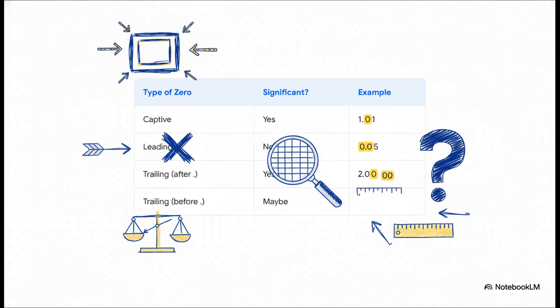First, you've got captive zeros, the ones that are sandwiched between other important digits, like in 1.01. Those always count. Then you have leading zeros, like in 0.05. They're never significant, they're really just there to show you where the decimal point is. Now, trailing zeros after a decimal, like in 2.00, are super important. They're always significant because they're telling you that you measured with precision all the way out to the hundredths place. The really tricky one is the last one, trailing zeros before a decimal, like in 1300. Are those zeros measured, or are they just placeholders? We can't be sure just by looking at it.